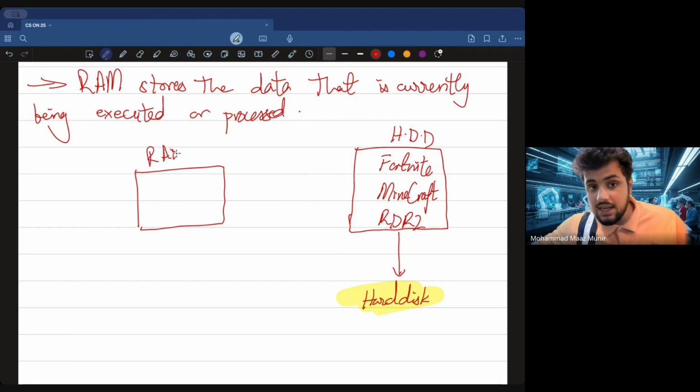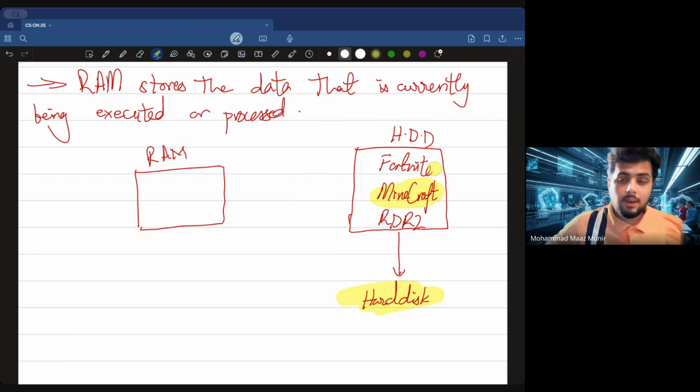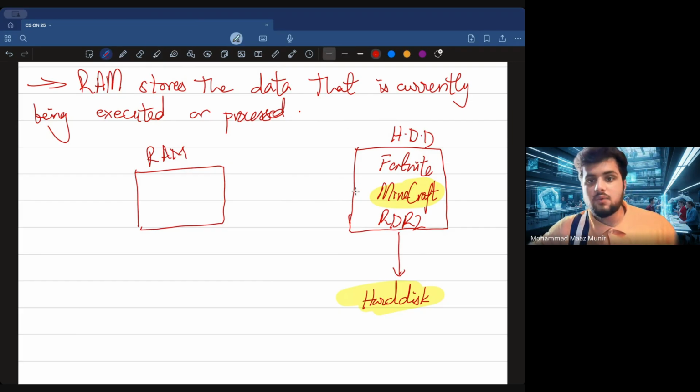अब RAM के अंदर क्या चीज होगी? RAM के अंदर we are going to be storing the data that is currently being executed or processed. अब what do I mean by this? अब let's say Saifullah is like, I want to play Minecraft. Like, let's say Saifullah wants to play Minecraft. अब Minecraft will be taken from hard disk and it will be brought into RAM. So Minecraft की जितनी files होंगी, that will be in the RAM.